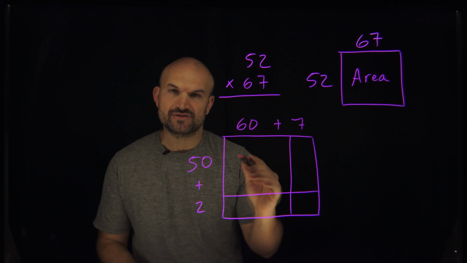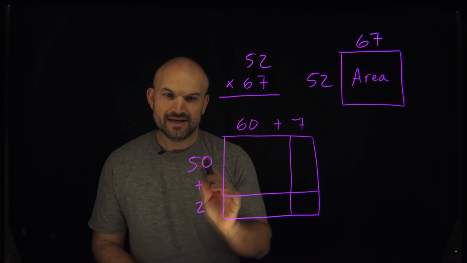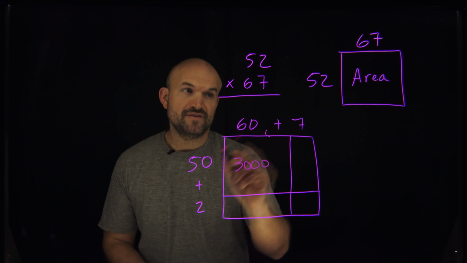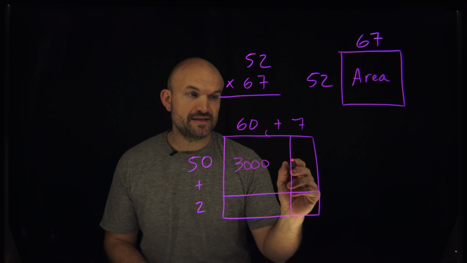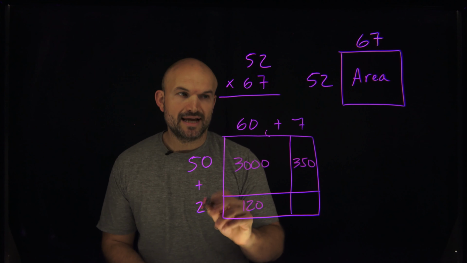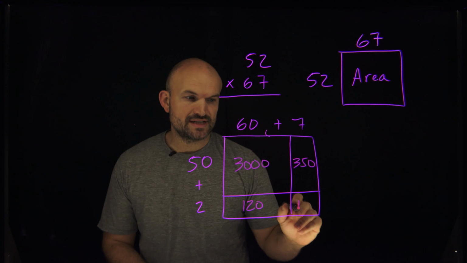Now, to find the area of each of these rectangles, it's going to be a little bit easier. See, 50 times 60 is going to be 3,000. 50 times 7 is going to be 350. 60 times 2 is going to be 120. And 2 times 7 is going to be 14.